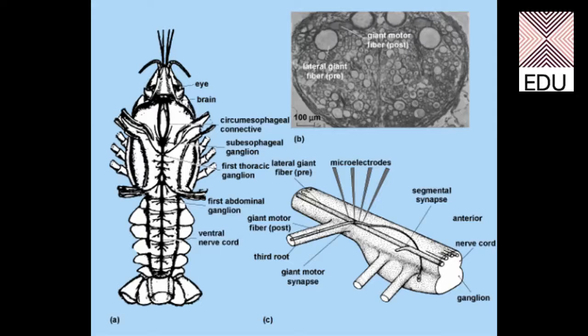So you have root 1, 2 and the 3rd root. The 3rd root has been labeled in the diagram. Every abdominal ganglion has 3 roots on the left side and 3 roots on the right side. So this particular diagram is giving you the overall idea of the giant nerve fibers in the crayfish. Now after this we will go to the second part of this diagram.